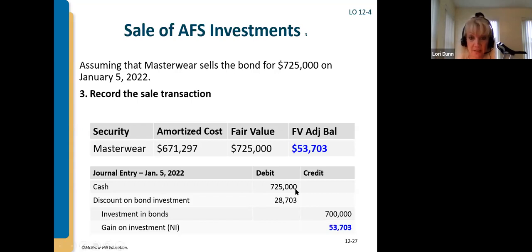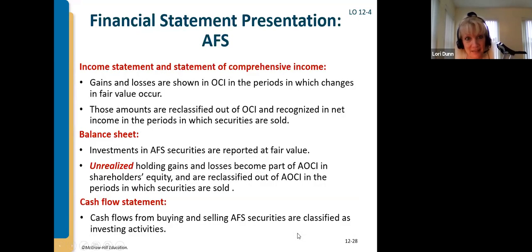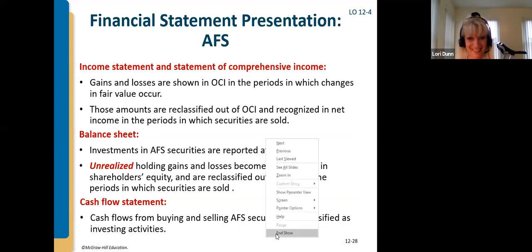So we're going to debit cash the day of the sale, debit the discount on bond investment, credit investment in bonds, credit gain on investment for the actual gain on the day of the sale. So I don't know about you, but that three-step process is kind of crazy. So let's do a one-step process, shall we? I might have to flip back and forth.